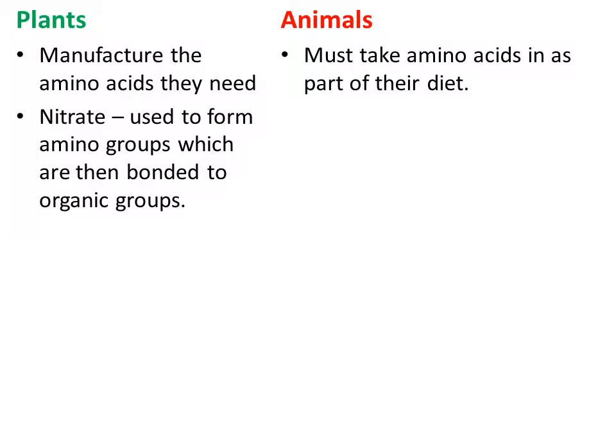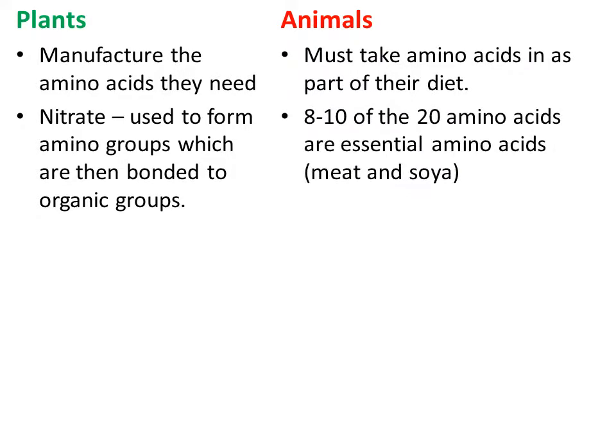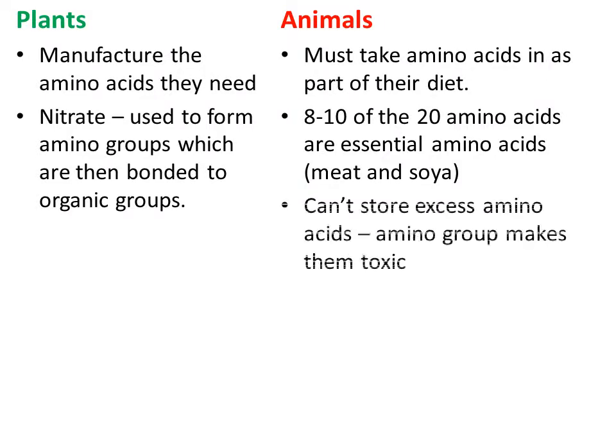Animals have to take in proteins as part of their diet. 8 to 10 of the 20 amino acids are what we call essential amino acids, and that means that we have to eat them because our bodies are not capable of manufacturing them from any other amino acids. The rest of the amino acids can be made by a process called transamination, which basically means that if you've got too much of one amino acid, it can be converted into another amino acid. However, the essential amino acids have to be eaten and cannot be created from others.